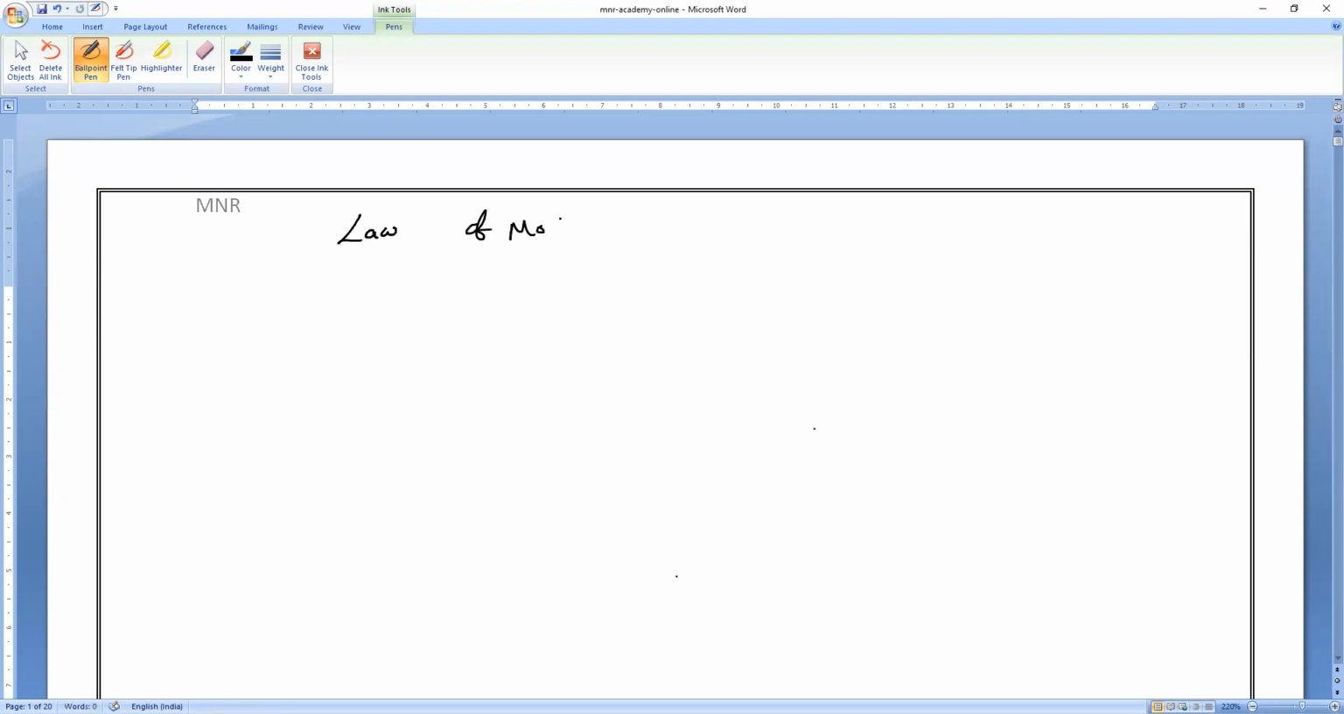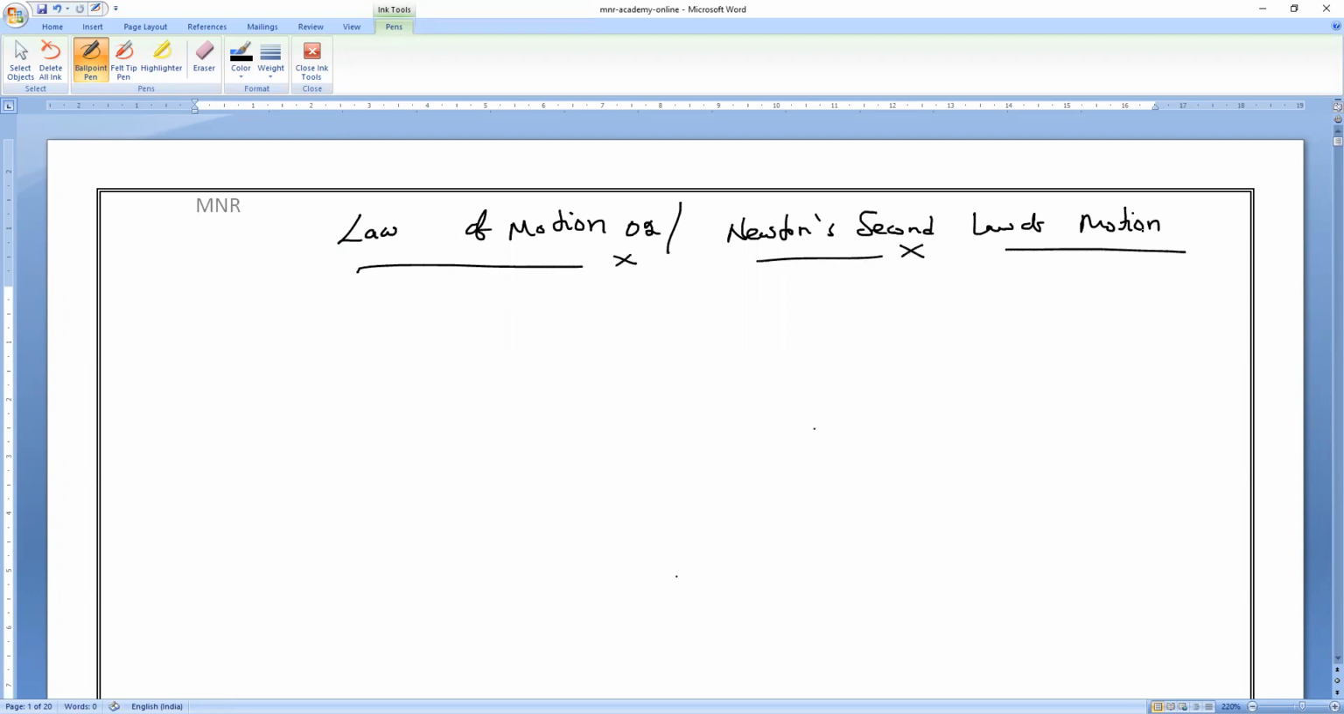So this is not new at all. What we studied in lower classes only. So laws of motion, Newton's second law. Newton's second law of motion. Okay, so let us discuss now what it is and how it is, everything.